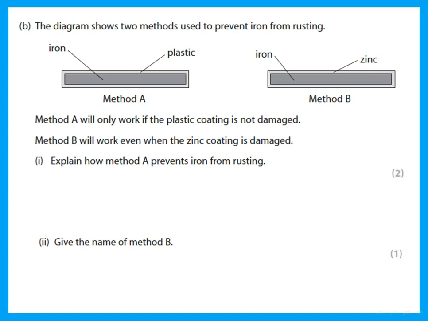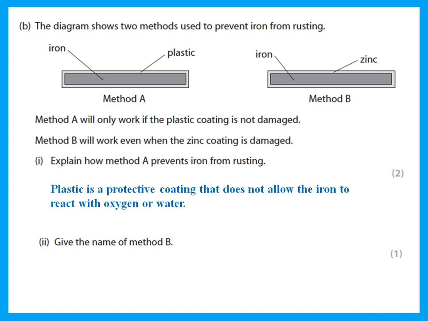Then he says the diagram shows two methods used to prevent iron from rusting. So method A, he's covering it with plastic. Method B, he's covering it with zinc. And he's saying, explain how method A prevents iron from rusting. Remember, if I'm going to cover it with plastic, the plastic is a protective coating that does not allow the iron to react with oxygen or water around it. Now, what about method B? When I cover the iron with zinc, what is the name of this method? Galvanizing or galvanization.